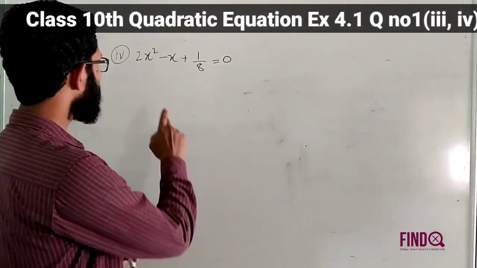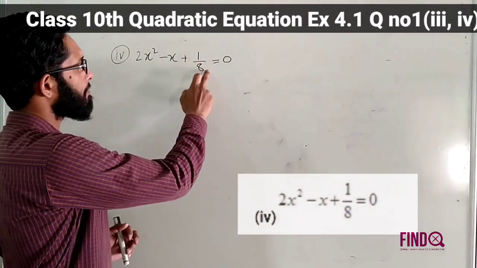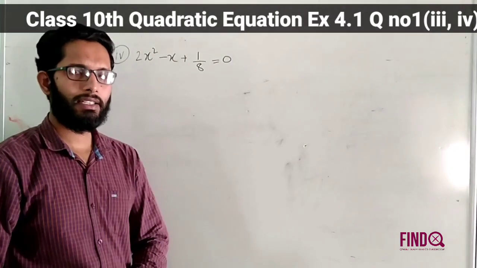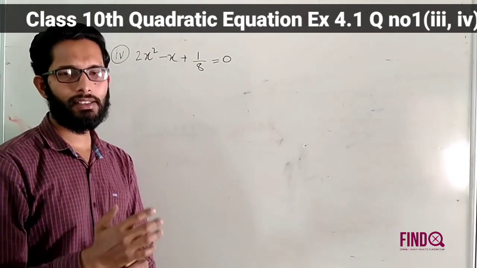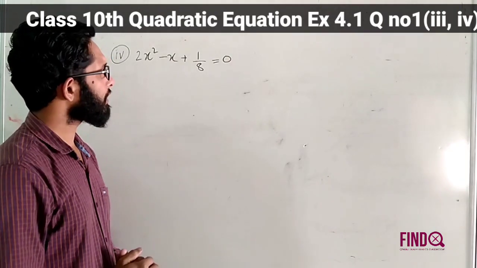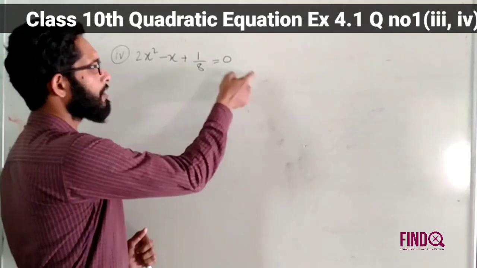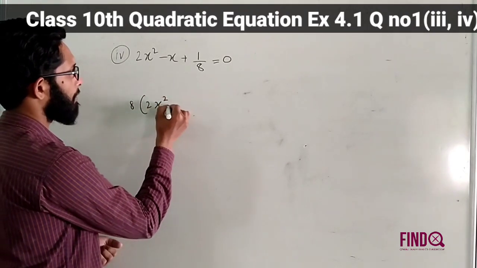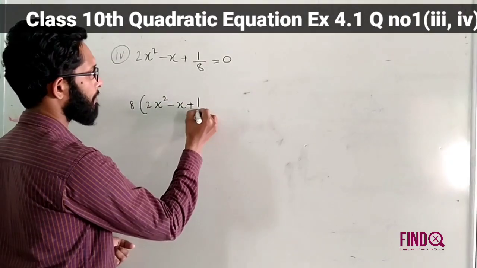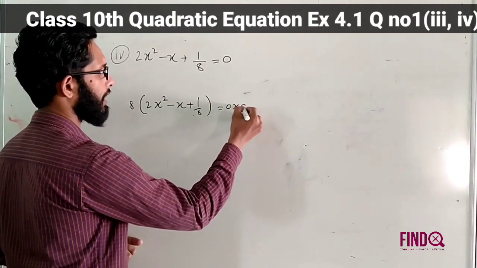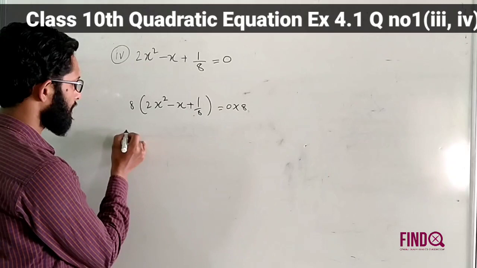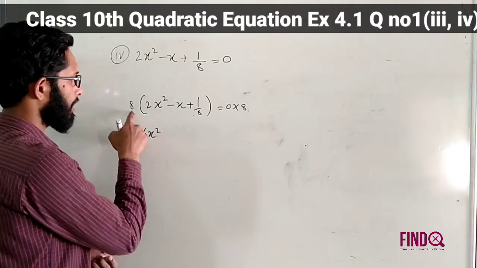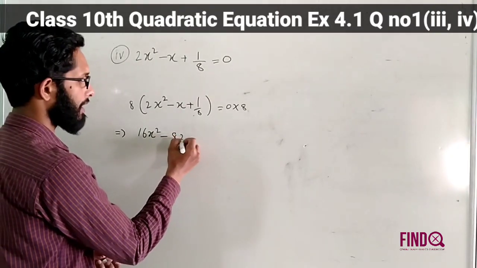Fourth part, 2x square minus x plus 1 by 8 is equal to 0. Here the constant term is 1 by 8. It is in fraction form, so I am just changing it into integer form. For that, first I am multiplying 8 on both sides. That means 8 into 2x square minus x plus 1 by 8 is equal to 0 into 8. Multiplying 8 on both sides, 8 into 2x square is 16x square. 8 into minus x is minus 8x.